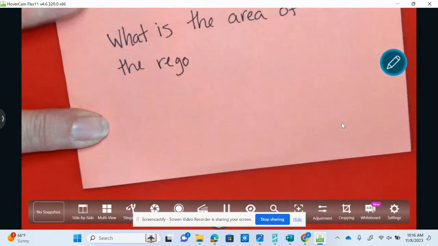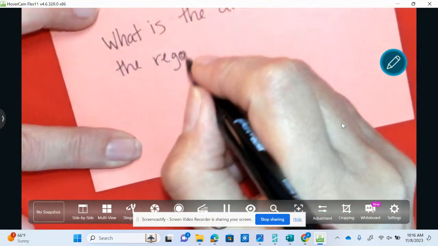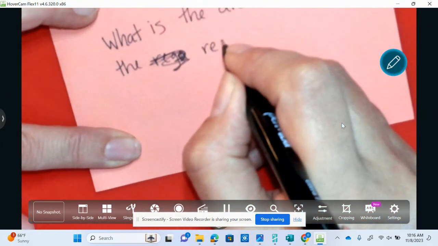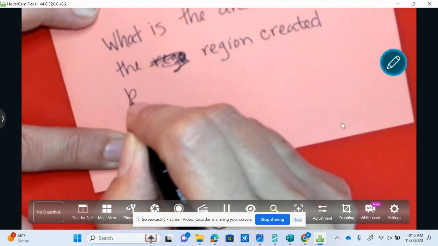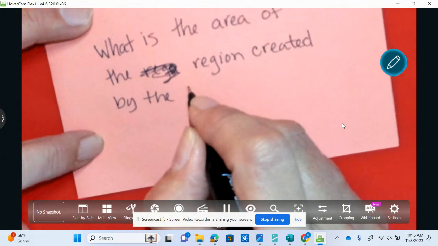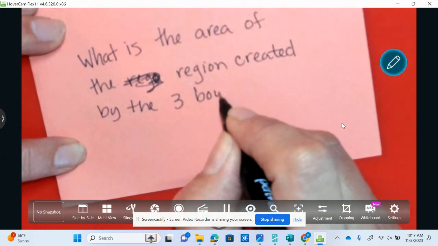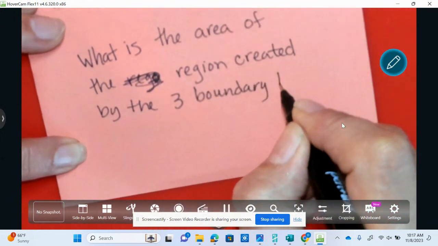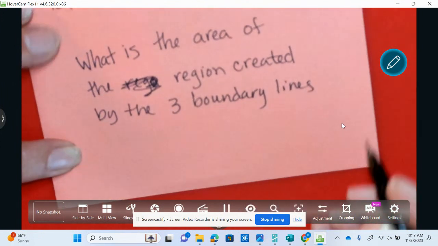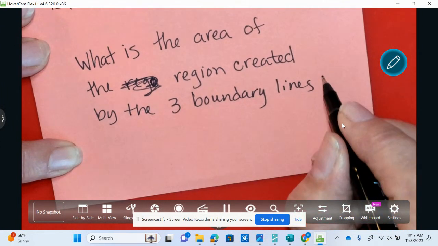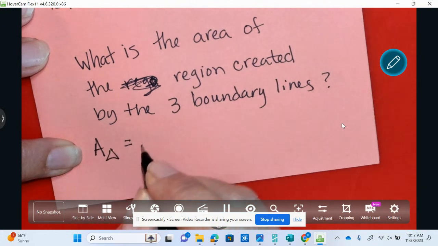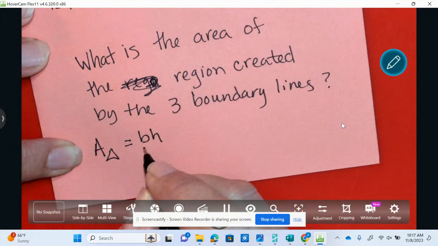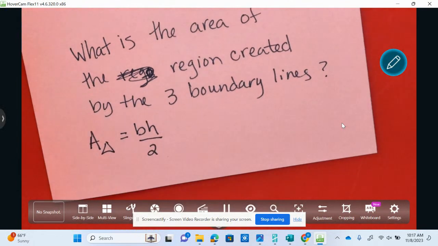Whoops, I'm looking for whiteout. What is the area of the region created by the 3 boundary lines? These are called boundary lines. Well, I know that my shape, you guys told me, is a triangle. And so the area of a triangle is the base times the height divided by 2. Can someone tell me what the base measure is and what the height is?